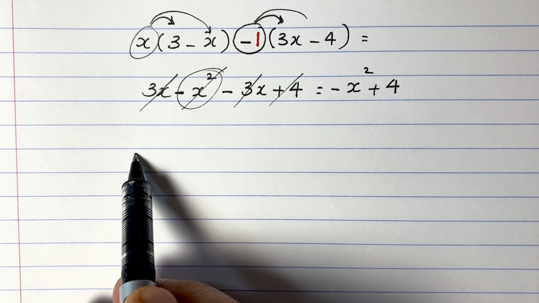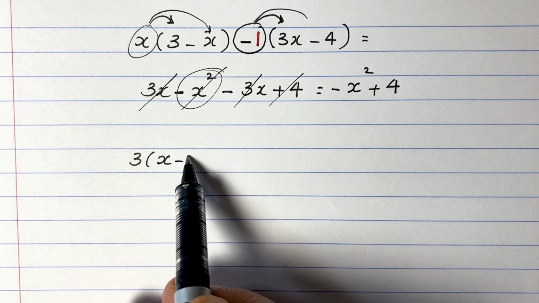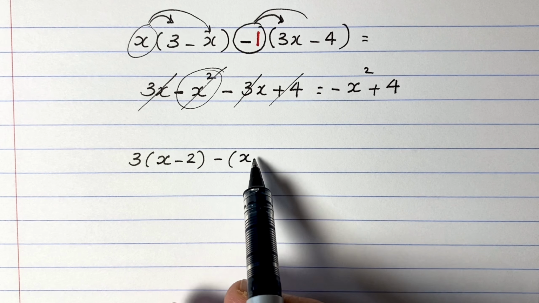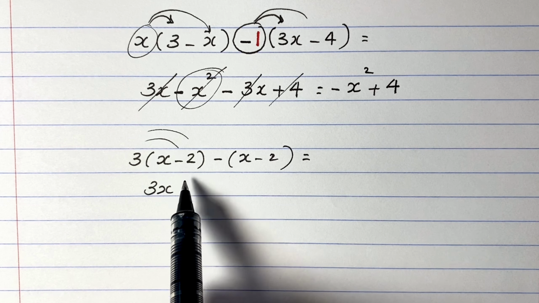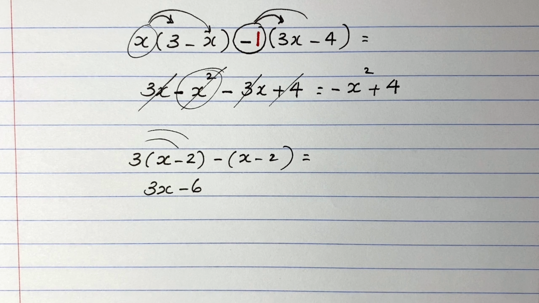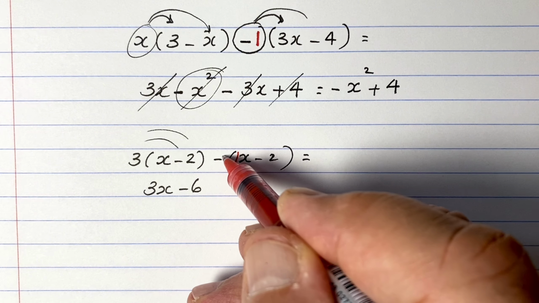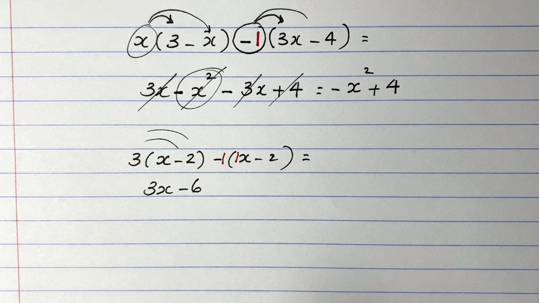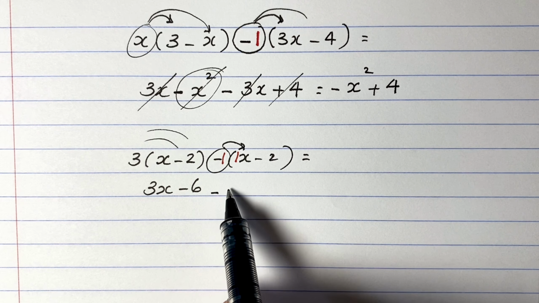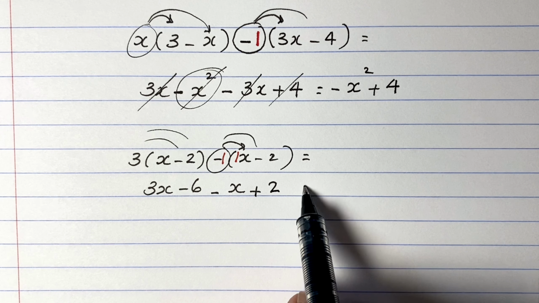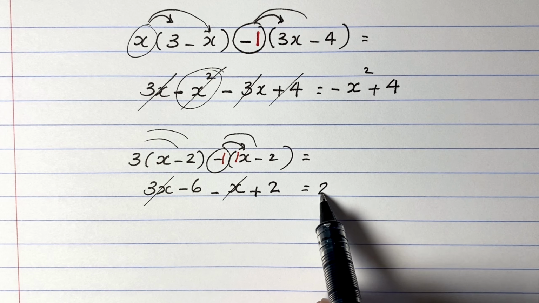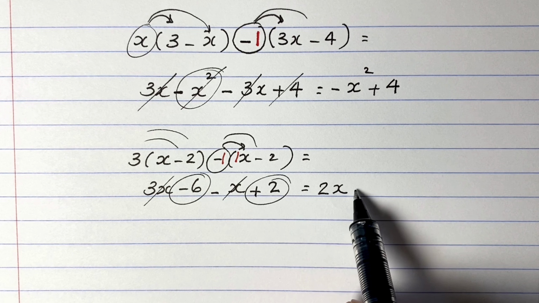Let's do another one. 3 bracket open, x minus 2, minus x minus 2. Open the bracket, 3x minus 6. Here, there is no number. You need to put a 1 here. Oops, I put the 1 in the wrong place. Actually, x also needs a 1. I meant to put it there. So minus 1 times x is minus 1x, or just minus x, and minus 1 times minus 2, minus times minus is plus, 1 times 2 is 2. So 3x take away x is 2x. Minus 6 plus 2, minus 4.